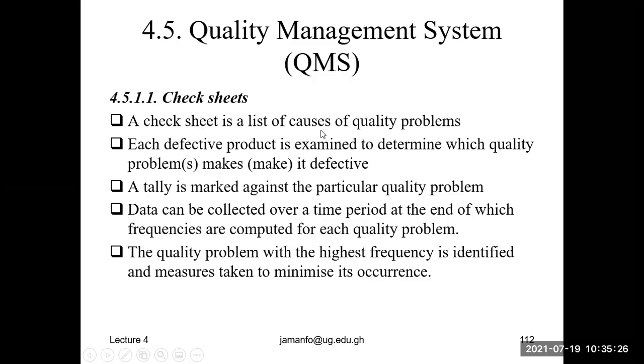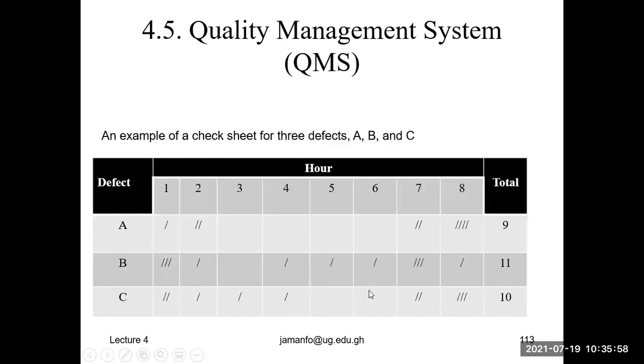A check sheet is a list of causes of quality problems. Each defective product is examined to determine which quality problem makes or make it defective. A tally is marked against the particular quality problem. Data can be collected over a time period, at the end of which frequencies are computed for each quality problem. The quality problem with the highest frequency is identified and measures taken to minimize its occurrence.